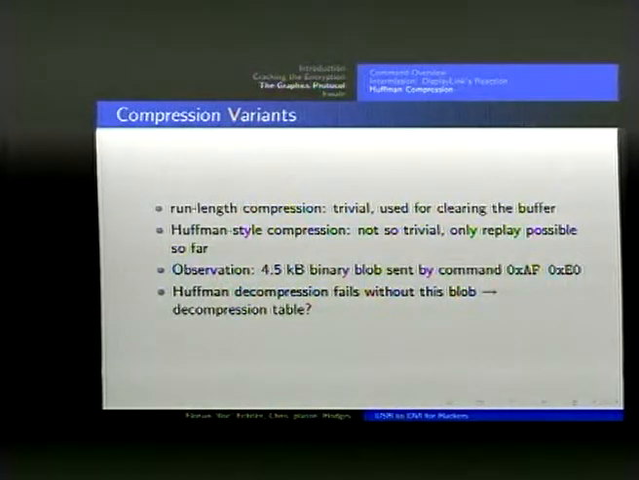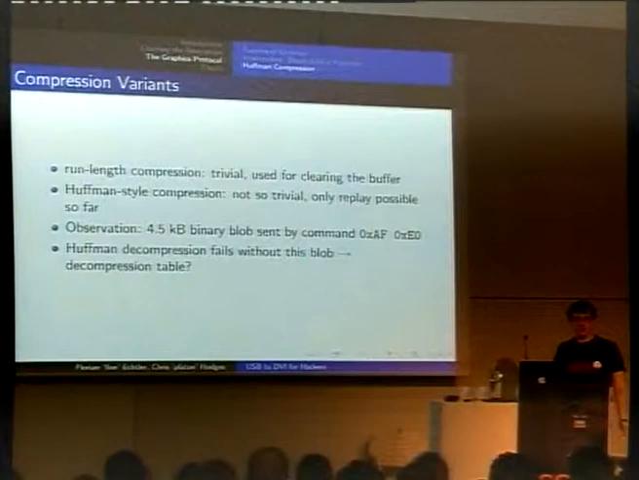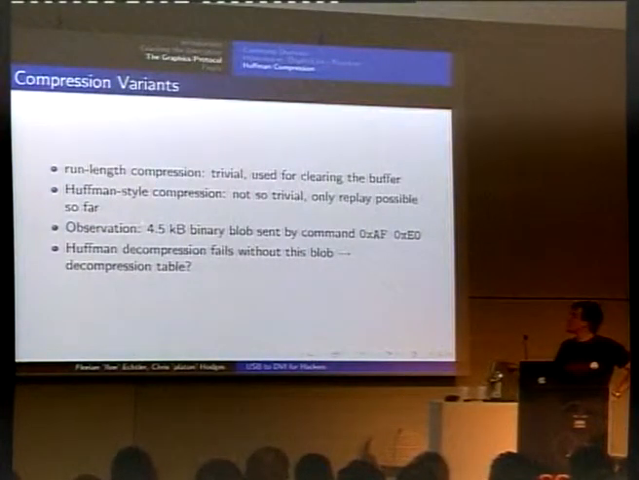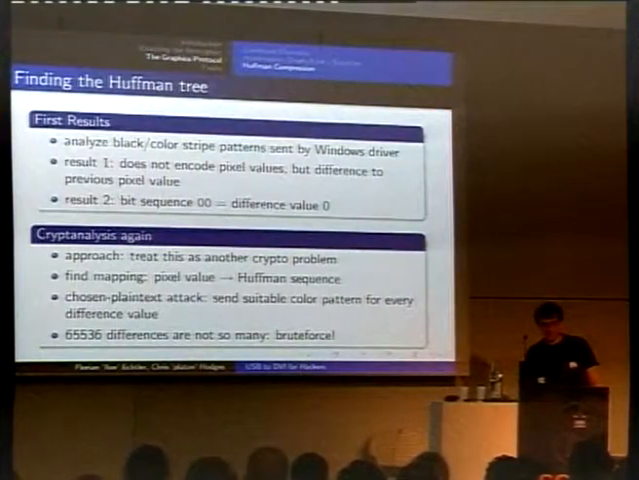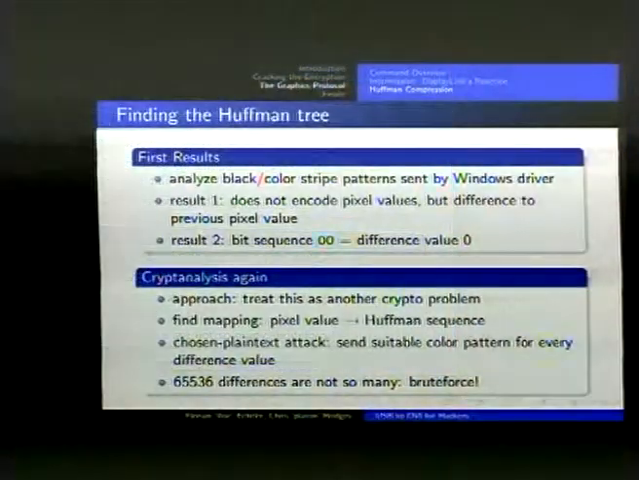One thing which I also already mentioned earlier is that there is a 4.5 kilobyte binary blob which is sent with this command, and this command occurs nowhere else, just in the initialization with this blob. And if you leave this command out, the device still works as it does otherwise, just compressed data doesn't work anymore. So this is pretty certainly the Huffman table. Okay, so looking at this table didn't really yield much results, so we started again by just analyzing data which we sent from the Windows driver.